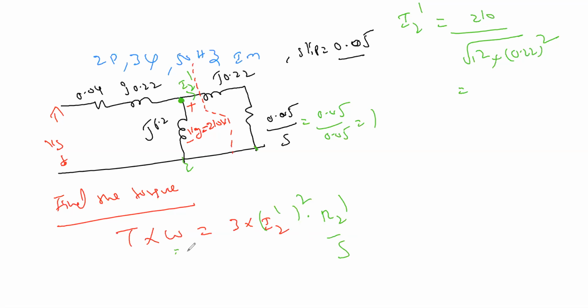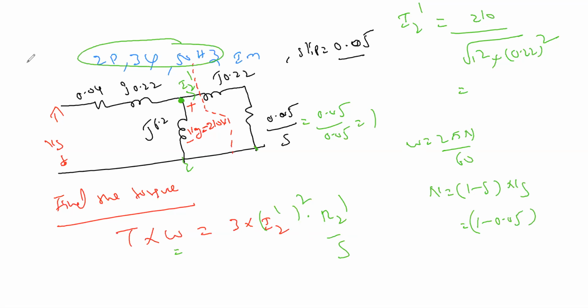And R2 dash by S, substitute. And omega: I know omega equal to 2 pi N by 60. But how do you get N? N equal to (1 minus S) into Ns, which we know. So (1 minus 0.05) into Ns. How do you get Ns? From this data you can get it. Ns equal to 120 F by P, 120 into 50 by 2, this is 3000.